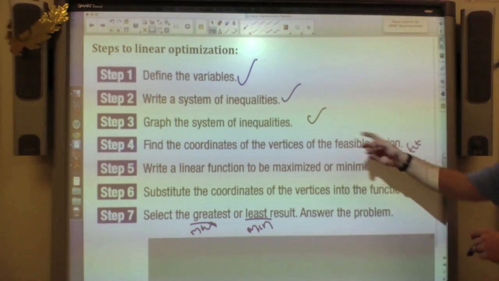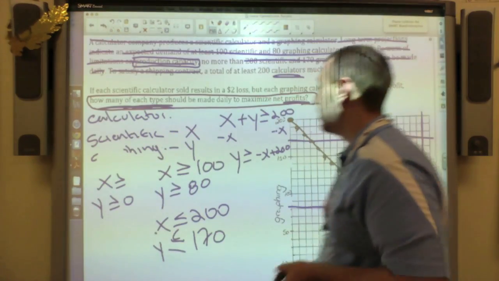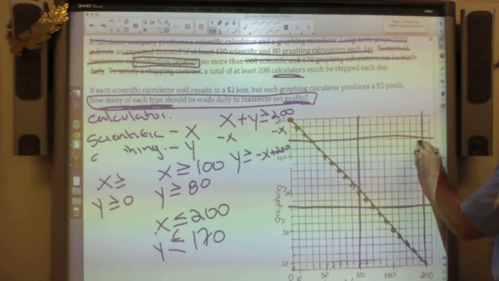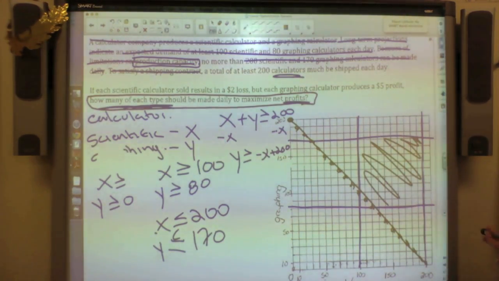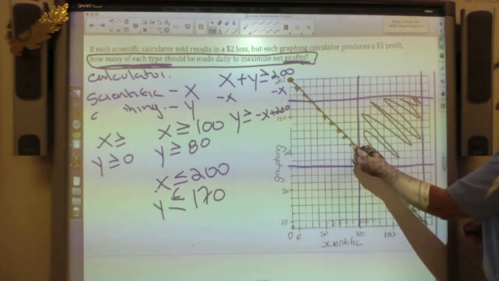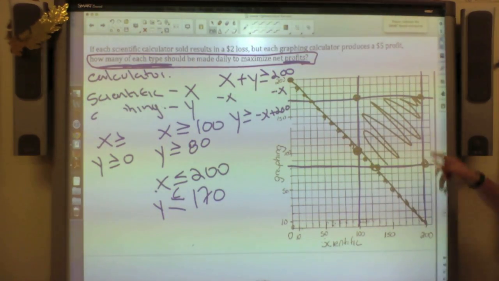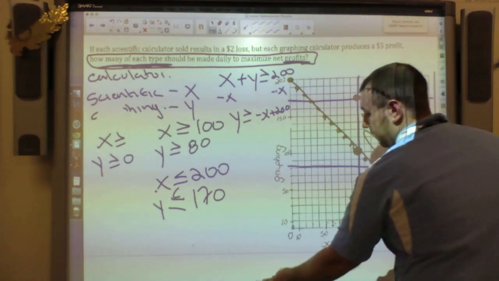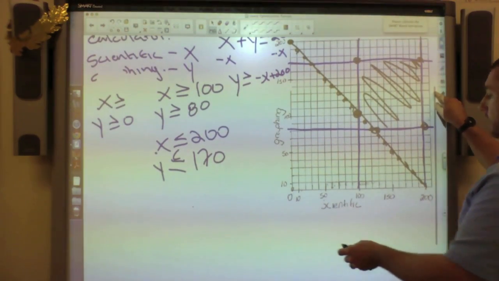Check. Find the vertices for the feasible region. Well, the feasible region's in here, because it's got to be greater than this and in between all this stuff. So all I'm going to do is find the vertices. So they're here, here, here, here, and here. So there's 5 of them.